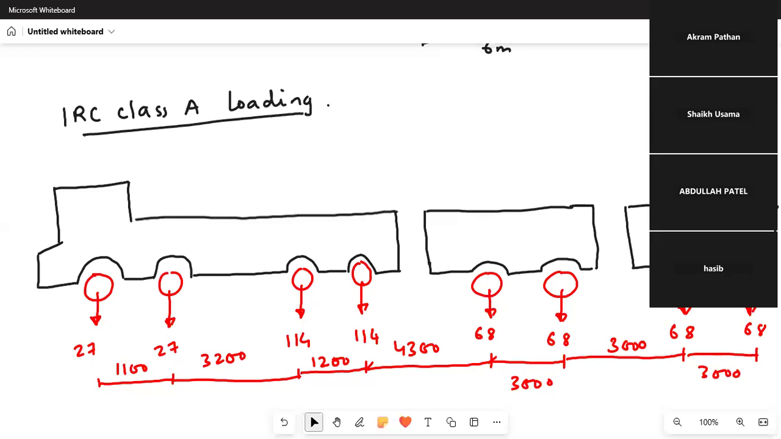Can you see the screen now? Screen is visible? Yes, sir.